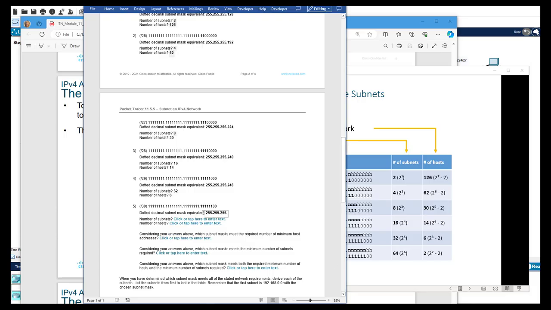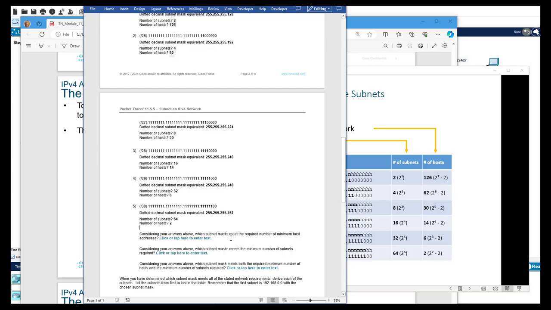And finally, the /30 subnet mask. Again, we are taking the 4 position bit, so we're adding 4 to the previous mask. That gives us 252. 2 to the 6th power gives us 64 subnets, but each one has only 2 usable host addresses.